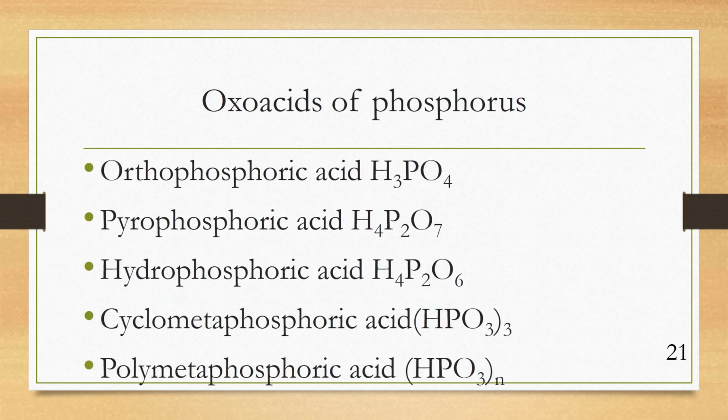The next set of phosphorus oxoacids are orthophosphoric acid with the formula H3PO4, pyrophosphoric acid with the formula H4P2O7, hypophosphoric acid with the formula H4P2O6, and the cyclic structure, which is cyclometaphosphoric acid with the formula HPO3 thrice. And finally, the polymeric structure, that is polymetaphosphoric acid with the formula HPO3 n times.